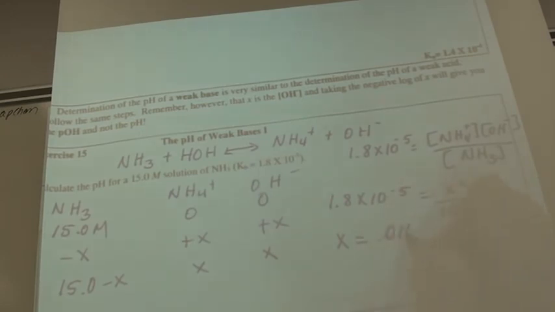Is it always going to be Ka? No. It's Kb. This is Kb. It's Kb if it's a base, it's Ka if it's an acid.